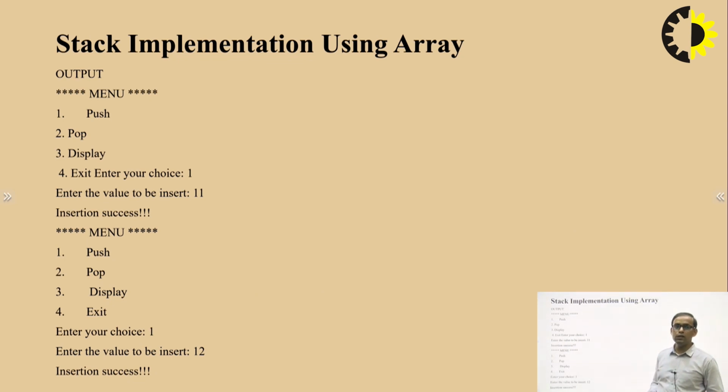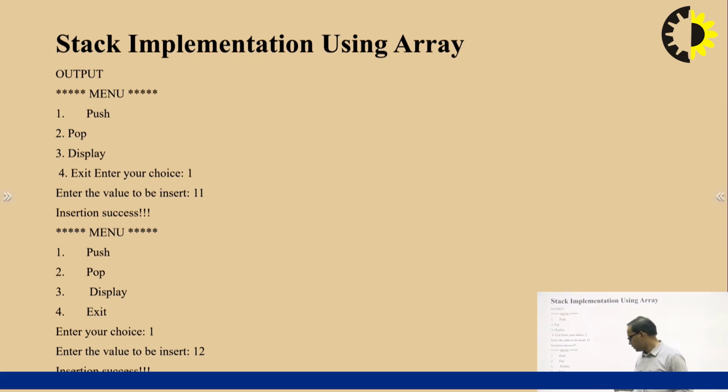The push function is basically used to insert. So the first element is 11. Okay, so insertion is successful because initially the top is initialized to -1. Again we will enter choice 1. Again we enter the second element, 12.